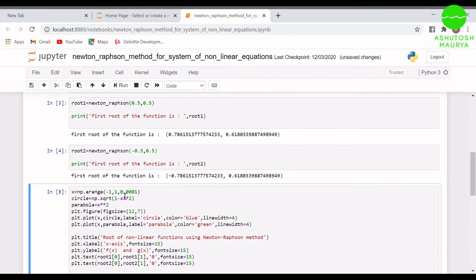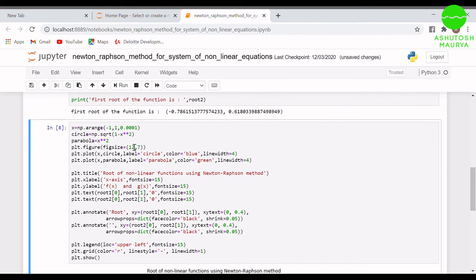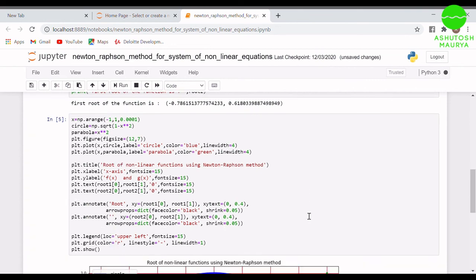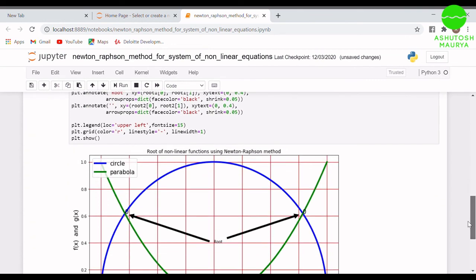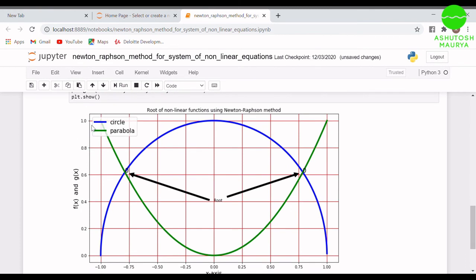Now we have to plot our function. We can plot the circle as square root of 1 minus x square, and the parabola as x square, and we can plot. I have been using this to make our plot interactive. So let's run this code and see. Yes, this is our plot, this is our parabola, this is the circle, and these are our roots.